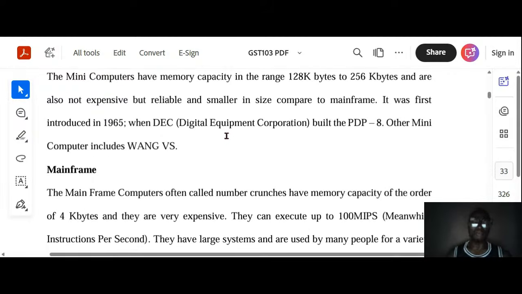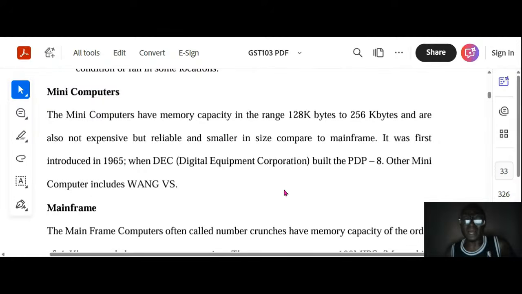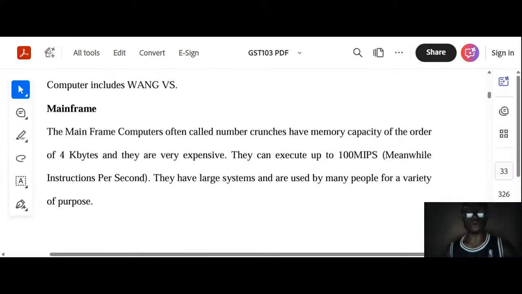Okay, so after mini computer, you don't really have much to remember on mini computers. Just know that number one, they are larger than the microcomputers. Number two, their memory size ranges from 128 KB to 256 KB. Number three is that they were introduced in 1965. Number four is that 1965 was when DEC, which is Digital Equipment Corporation, built their PDP-8, and other examples of those mini computers are the Wang VS.